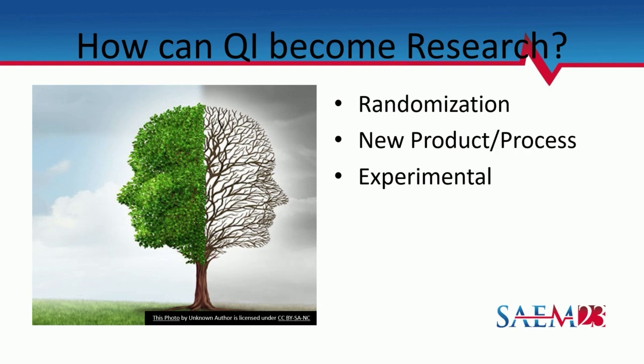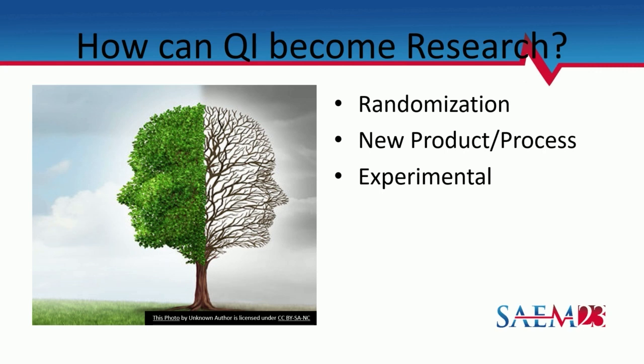So QI can be published in and of itself, but one of the things you need to be mindful of is that QI can sometimes transform over into research or have that gray zone with research. And there are some instances where you might want to consider that. For example, if you're thinking about randomizing a group to something, that's most likely going to be research.